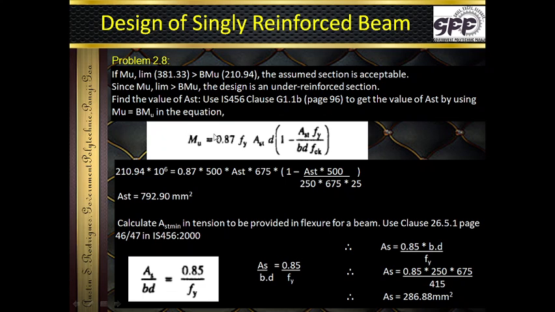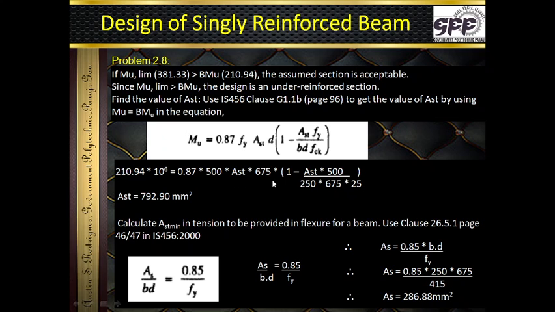on page 96 by using this equation, with the only change that this MU will be put equal to the bending moment which is coming on the beam. For the bending moment which is coming on the beam, if you equate it to MU, we can find the value of AST. So MU becomes 210.94 into 10 raised to 6 will be equal to 0.87 Fy is 500, AST we are trying to find out, D is 675, 1 minus AST, Fy is 500, B is 250, D is 675, FCK is 25.